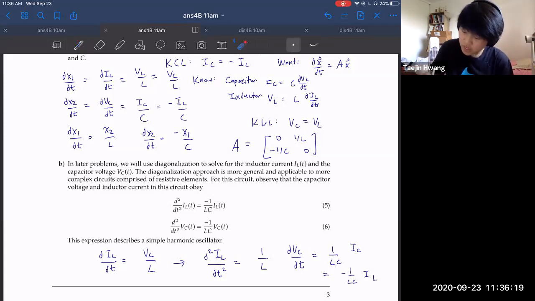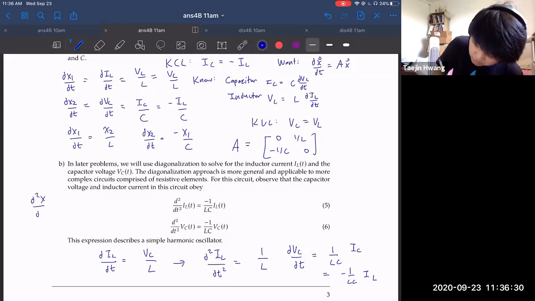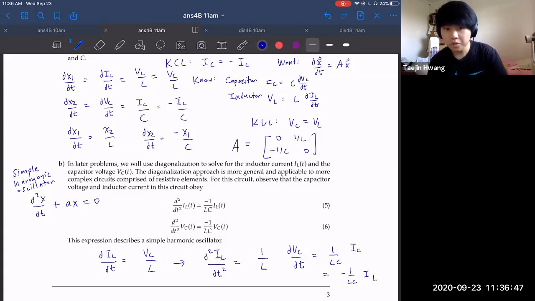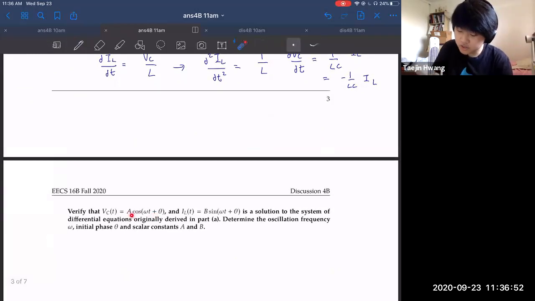So we have the second order differential equations. And this specific type of second order differential equation is called a simple harmonic oscillator. And someone back in the day proved that the solution to a simple harmonic oscillator is of the form like cosine and sine.